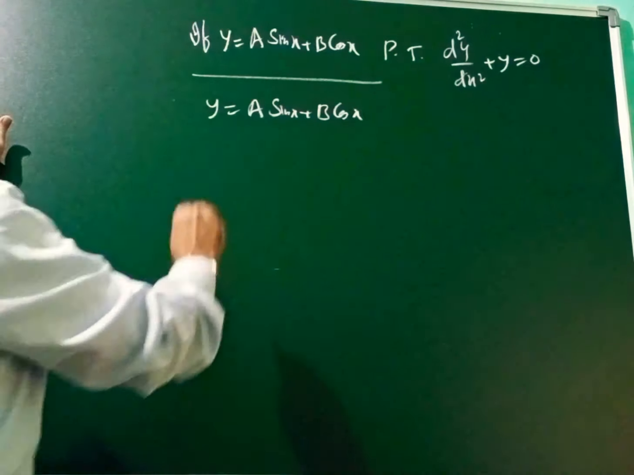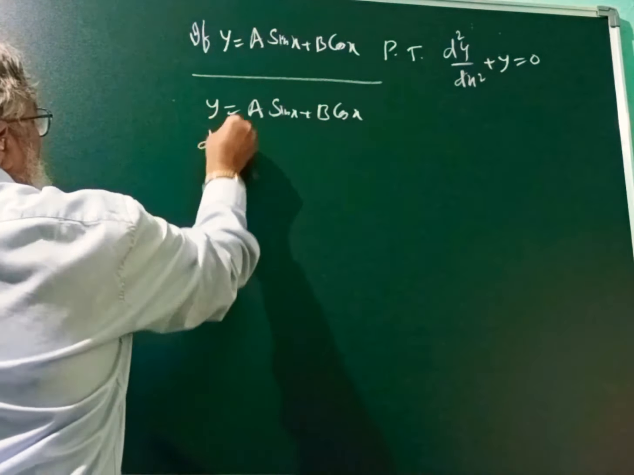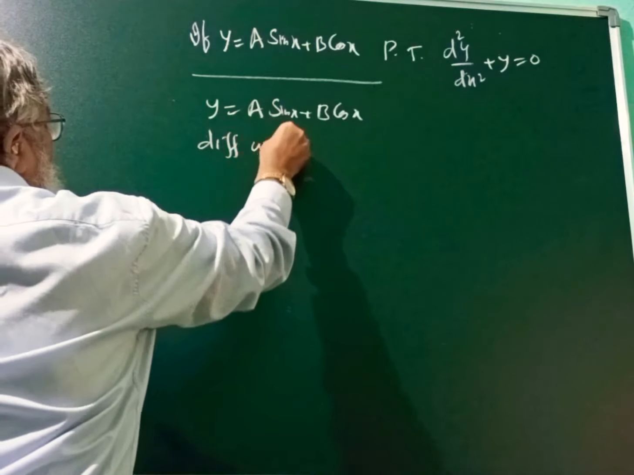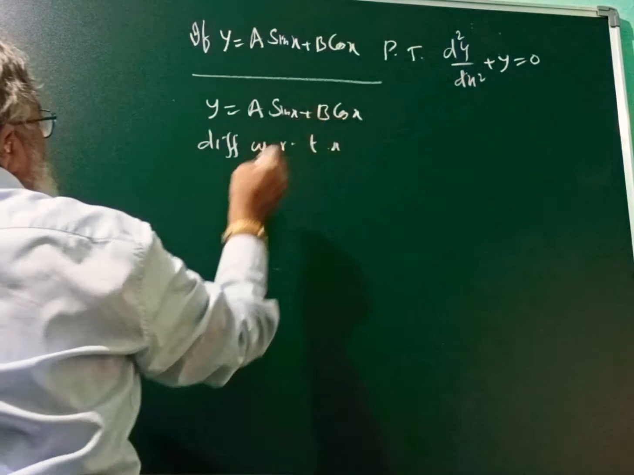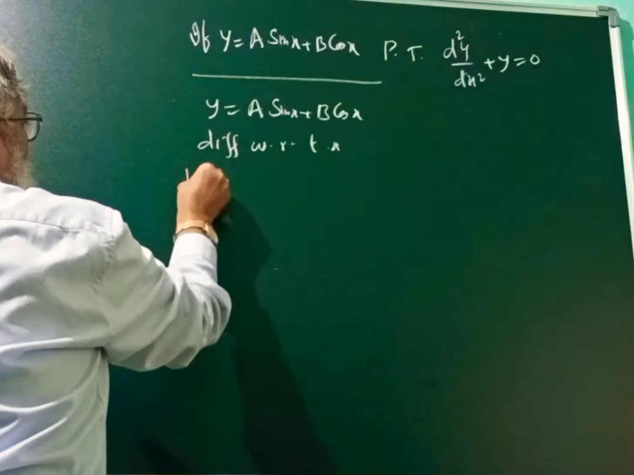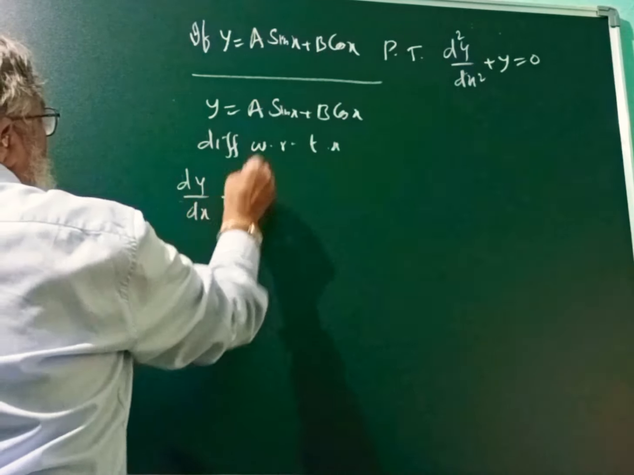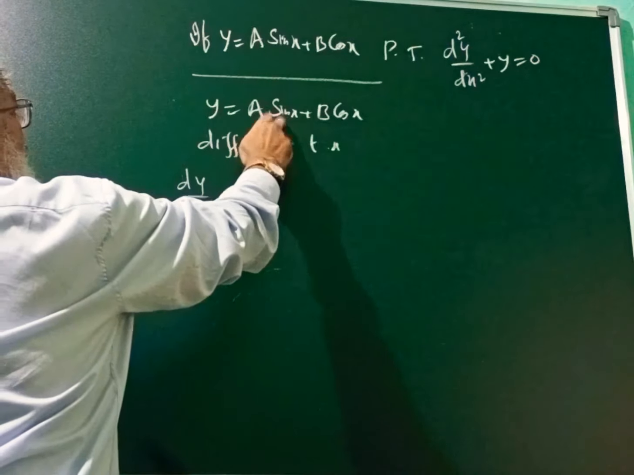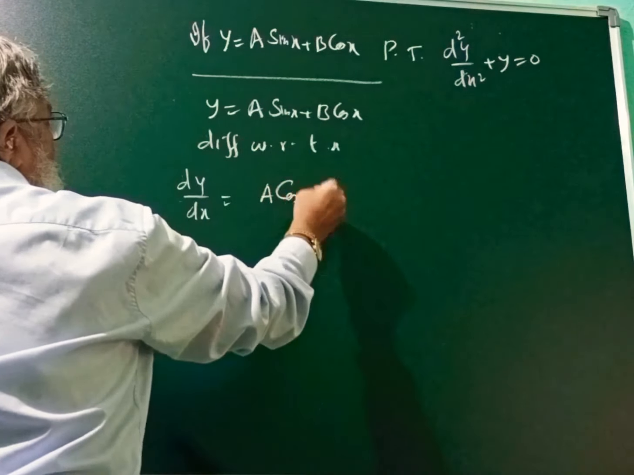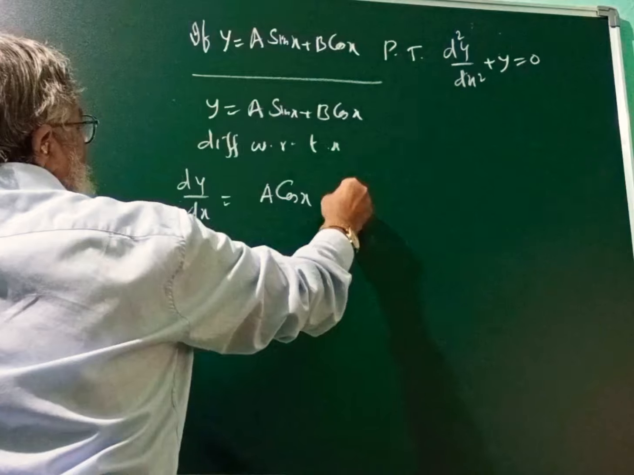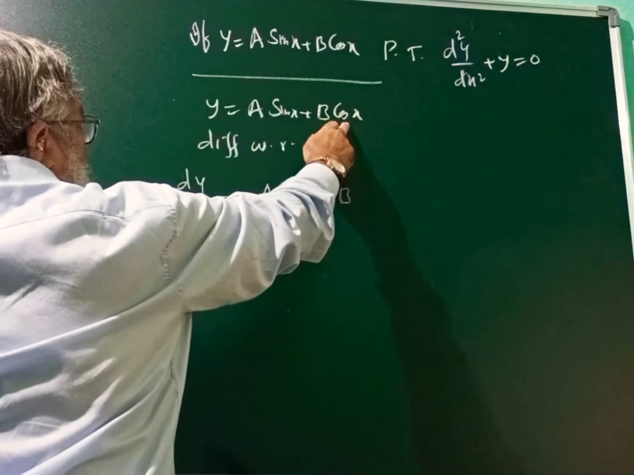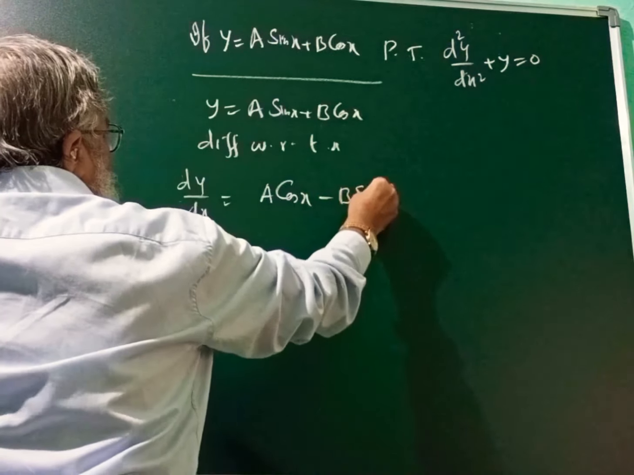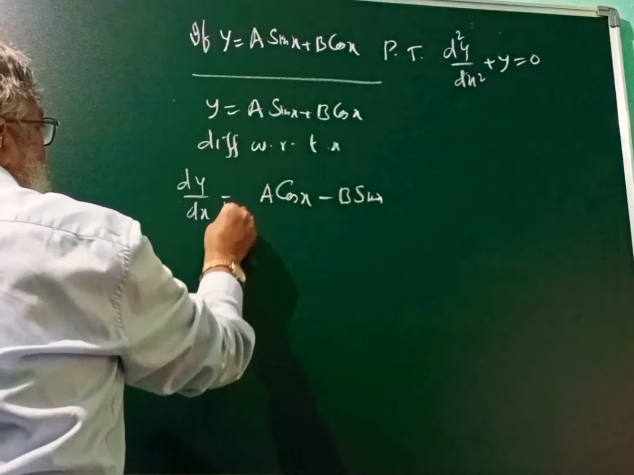Now differentiate with respect to x. That is dy by dx. A is a constant in product, kept as it is. Derivative of sin x, that is cos x. Again b is kept as it is. Derivative of cos x is minus sin x. Again differentiate.